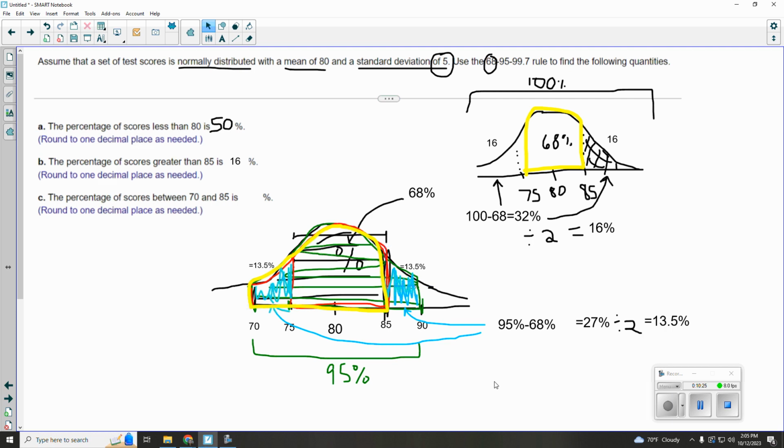Okay, now we're ready to actually get the answer. The percentage of scores that are between 70 and 85, between this number and this number, is going to be the 68, which is here, plus the 13.5. 68 plus 13.5, 81.5%.